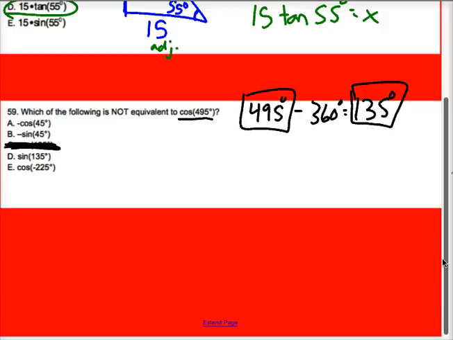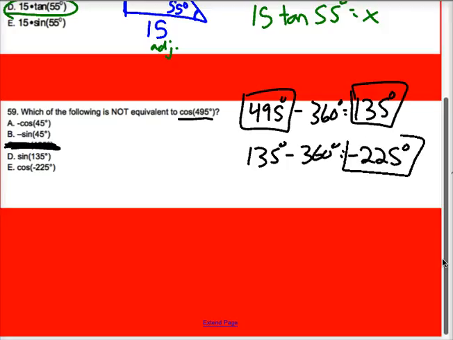All right, what if I do that again? What if I take the 135 degrees, I take off another 360, that's going to give me negative 225 degrees. So again, that is the exact same angle measure. Okay, you can add and subtract 360 degrees time and time again, and it's going to be the same angle. So that also means now this one we already know is the same, we can scratch it off.